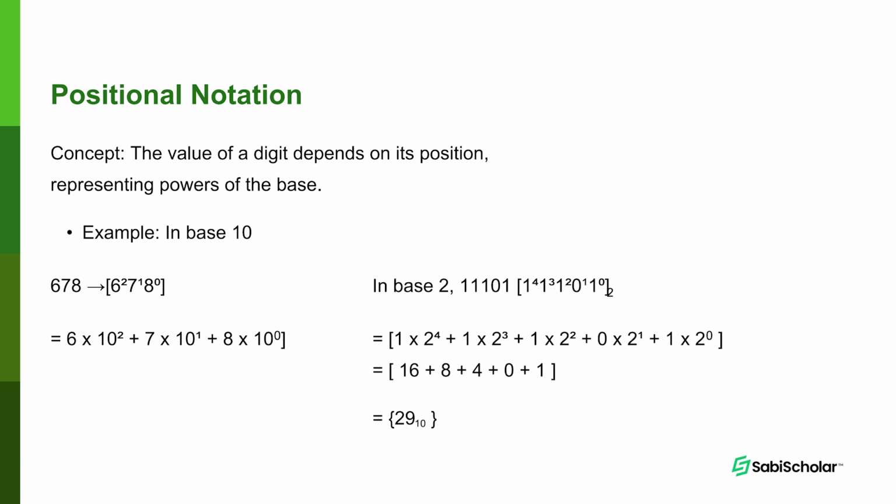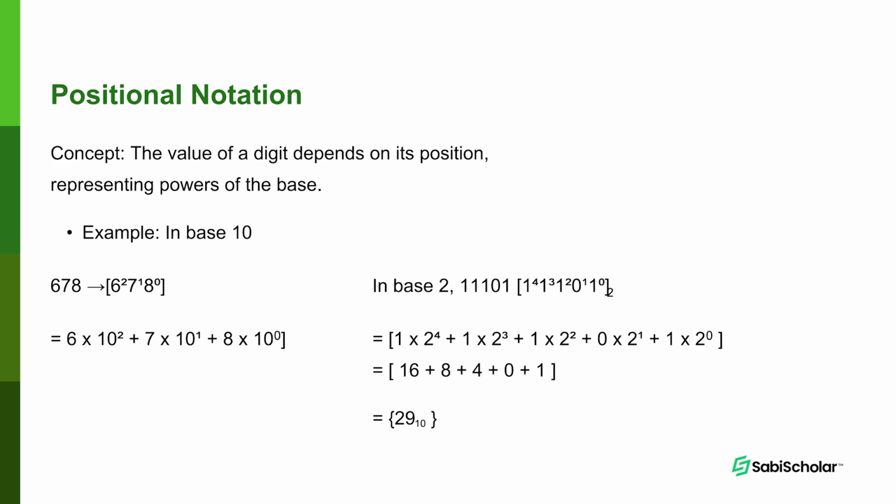And then in base 2, if you have 11101, again, the value of each of these digits depends on their position. So this first one here is like 1 times 2 to the power of 4. Now, to be able to get the powers, you can start from the right end here and put powers from 0 upward until you get to the left end.